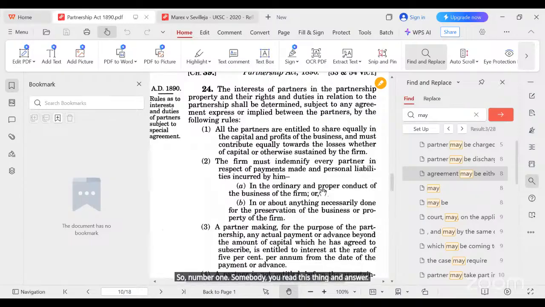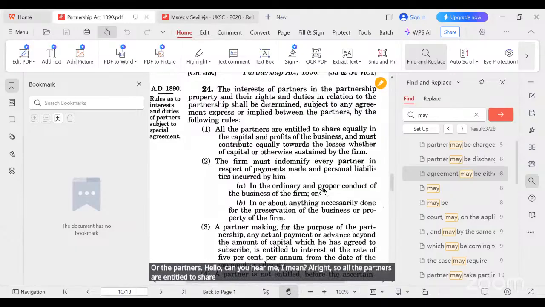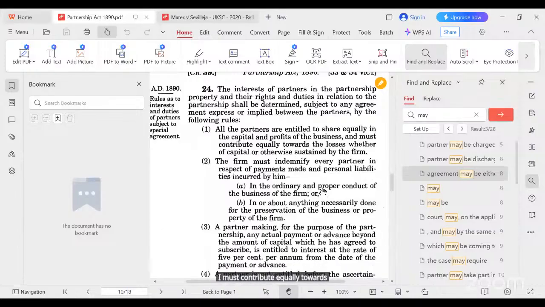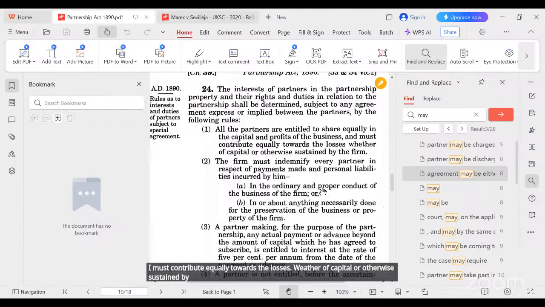So, number 1, somebody should read this thing and answer. Anybody? All the partners. Hello, can you hear me? Loud and clear. Go ahead. All right, sir. All the partners are entitled to share equally in the capital and profits of the business and must contribute equally towards the losses, whether of capital or otherwise sustained by the firm.